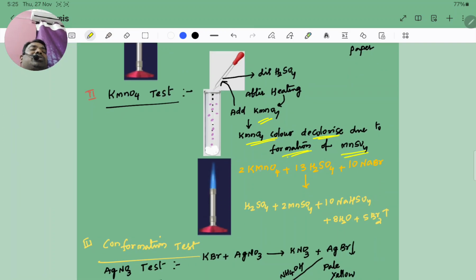Now look at the reaction, student. Potassium permanganate, manganese oxidation number +7 to +2, right? So +7 to +2, it is undergoing reduction process, right? Now look at, student, Br minus to Br2. So oxidation number increases, it is an oxidation reaction, right? So KMnO4 is reduced to Mn+2 and Br minus is oxidized into Br2 gas, right? Now this indicates, student, that the given salt contains bromide ion, right?